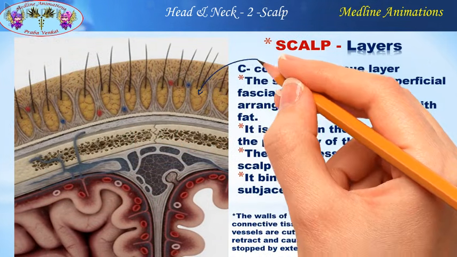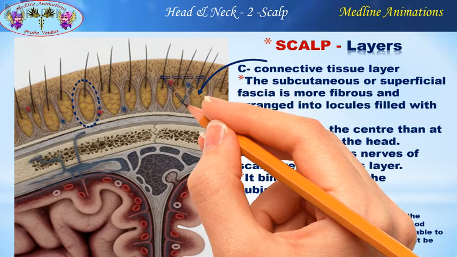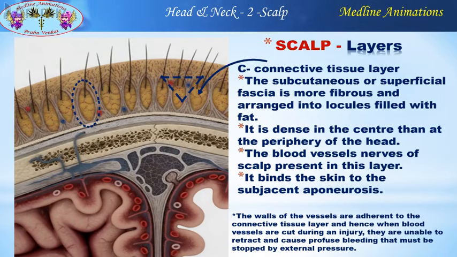The second layer of the scalp is C, the connective tissue layer. It is otherwise called the subcutaneous or superficial fascia. This layer is more fibrous and arranged into small locules filled with fat. It is denser in the center than at the periphery of the head. The blood vessels and nerves of the scalp are present in this layer, and the superficial fascia binds the skin to the underlying aponeurosis.